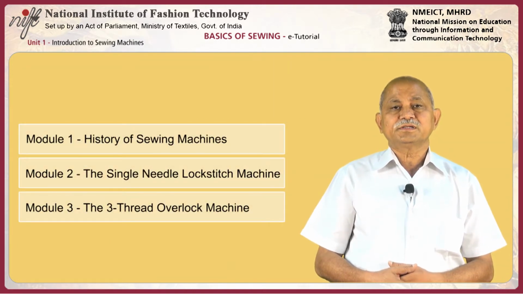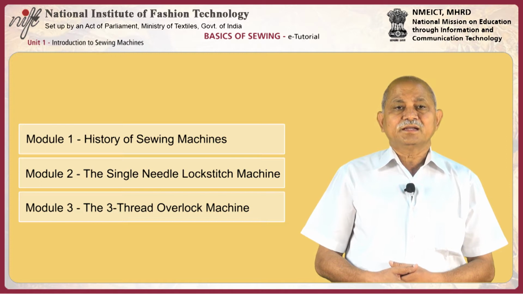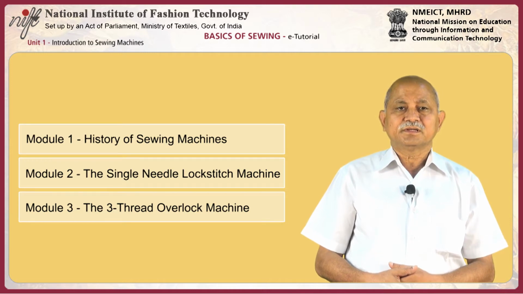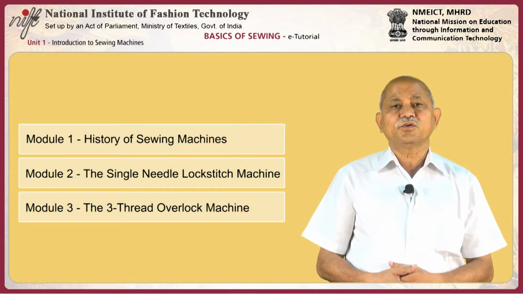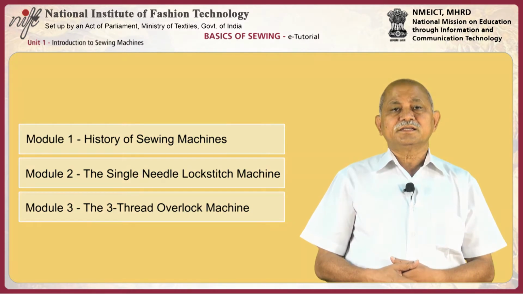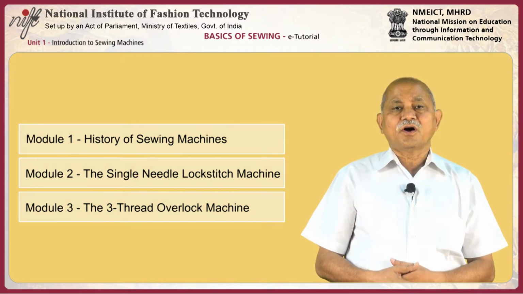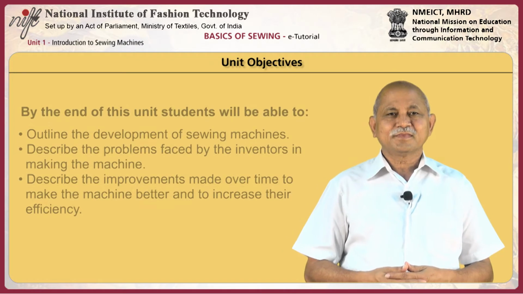The first unit, Introduction to Sewing Machine, traces the evolution of sewing machines and their development and use in the apparel manufacturing unit. The unit also reviews the function of various parts of the single needle lock stitch machine and the 3-thread overlock machine. This unit comprises 3 modules.